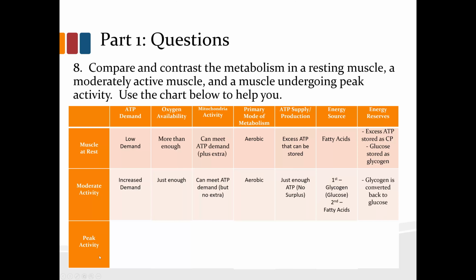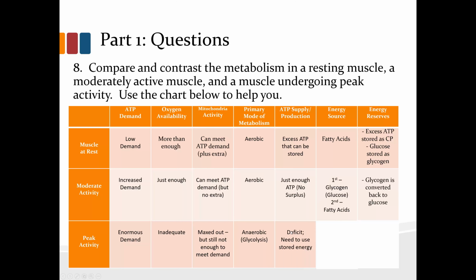So in a muscle at peak activity, we have an enormous demand for ATP. We don't have enough oxygen around to meet that demand. The mitochondria is working as hard as it can, so it has maxed out activity, but it's still only making about 30% of the ATP needed, so it's still not making enough to meet the demand. So now, to get that other 70% of the ATP, we have to switch to anaerobic metabolism, which is just using glycolysis. It's more inefficient, but it's the only option at this point.